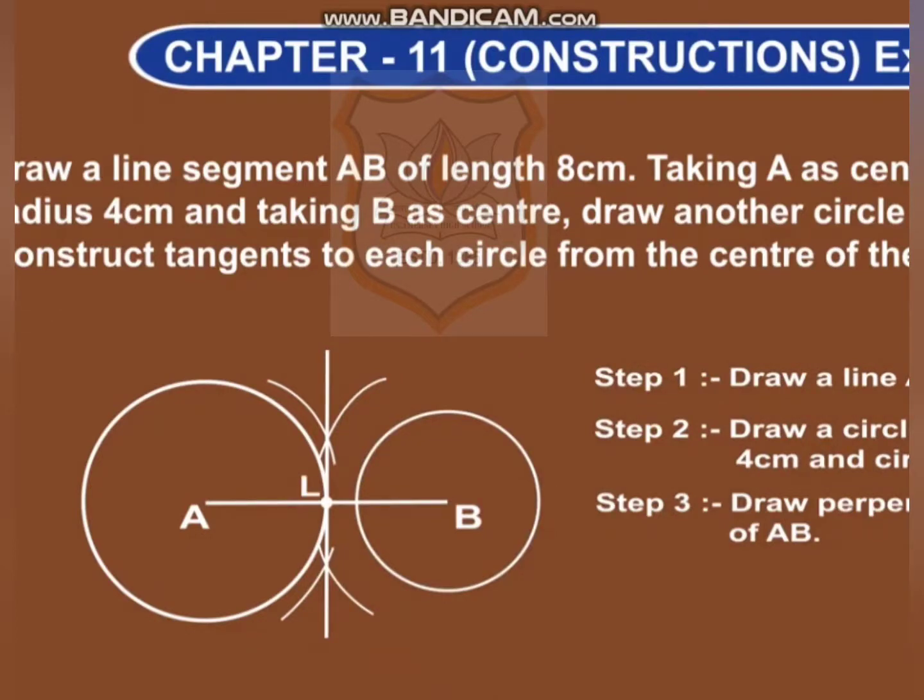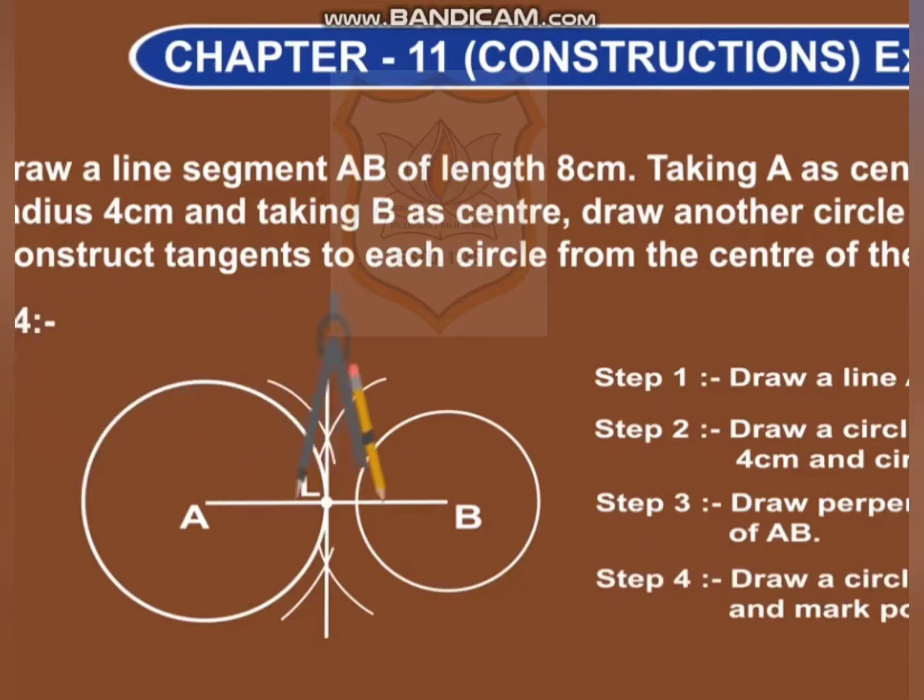Now by taking center as L, and by taking radius LA or LB, we have to draw a circle. This is LB, and we have to draw a circle. Then we have to draw a tangent.